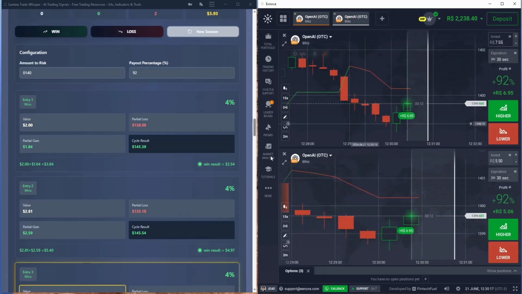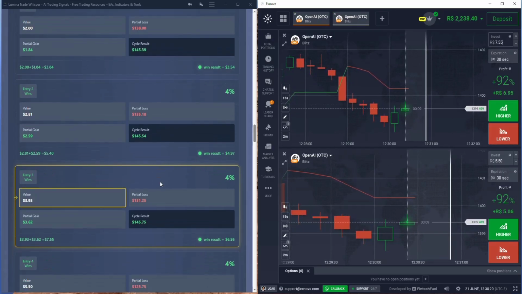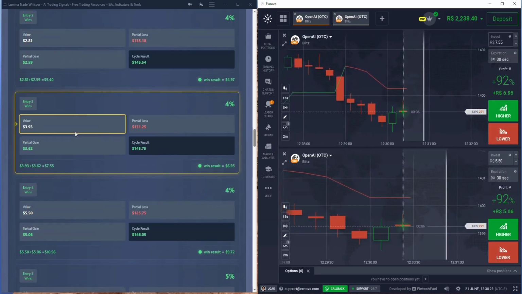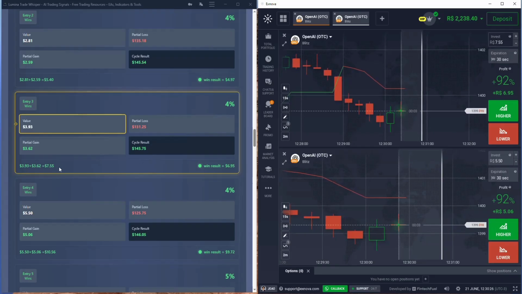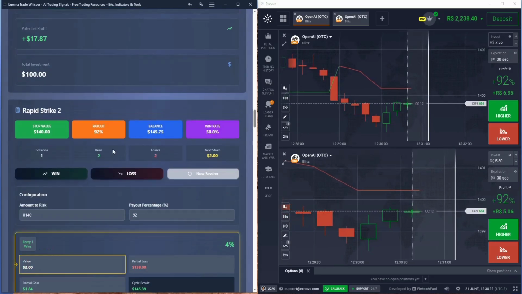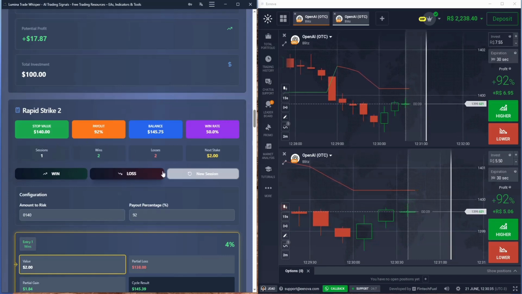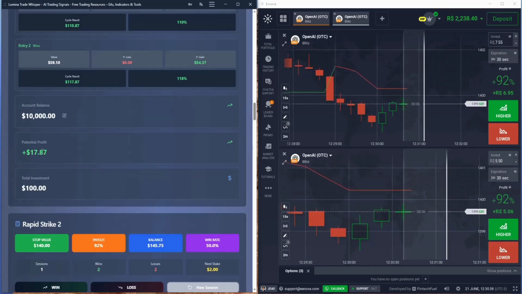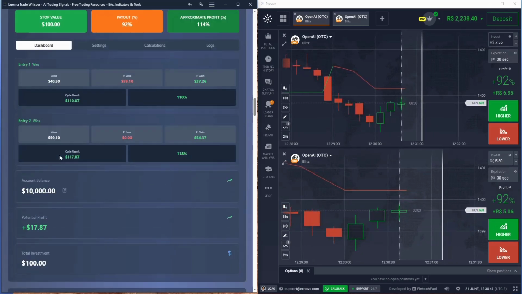And here we go. We won that. So once we won that, okay. So I have to compute this as okay. We won the first one, so we won the second one. So 2 wins in a row. 1, 2. Now you can see the profit we have made. Okay. So it shows you the profit.